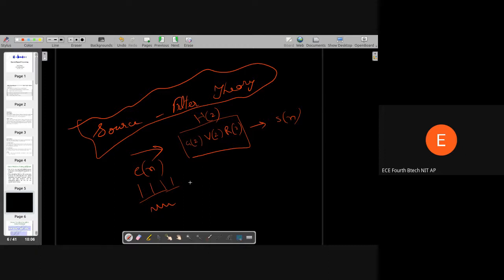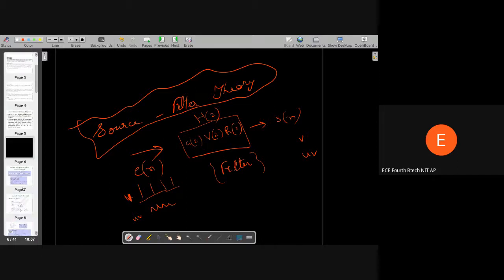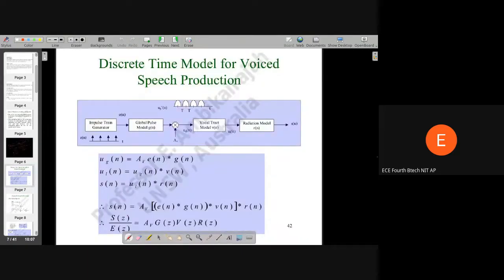So there is a source excitation, voiced and unvoiced, two types, and then it passes through a system which we call a filter, and the result is our speech signal, whether voiced or unvoiced. So now, how was the system? What did we find? That the system was like this.